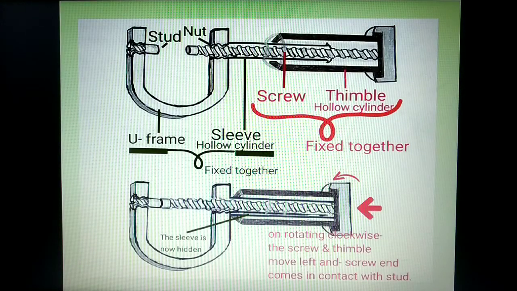Now in this figure we can see the screw and the thimble are fixed together, and the U-frame and the sleeve are fixed together. When the thimble is rotated along with the screw, it moves towards the left inside the nut, and the stud comes in contact with the nut, and here we see that the sleeve is now hidden completely inside the thimble.